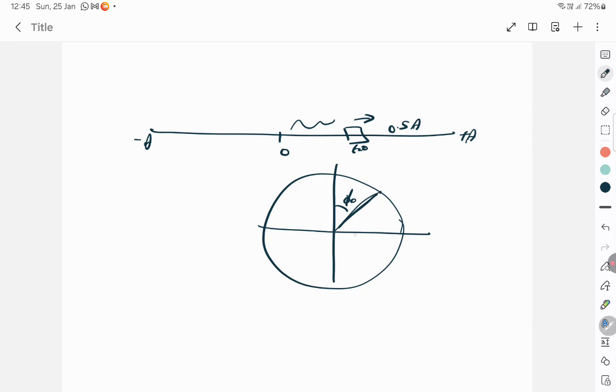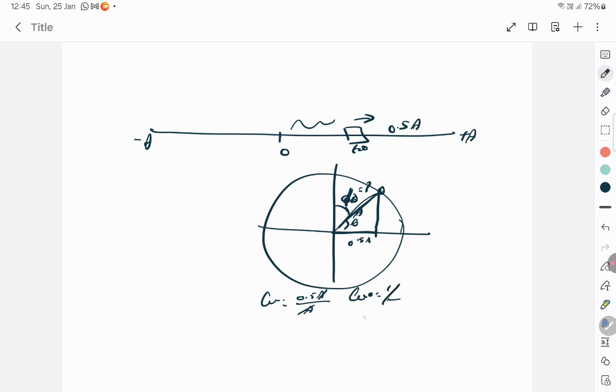You know that you want this phi naught. That's the question. And this adjacent is 0.5 amps. You make sure that you're projecting it like this, and you get this angle, and you get this cos theta. What is cos theta? It is 0.5 A by A, and A and A get cancelled. Cos theta is equal to 1 by 2.